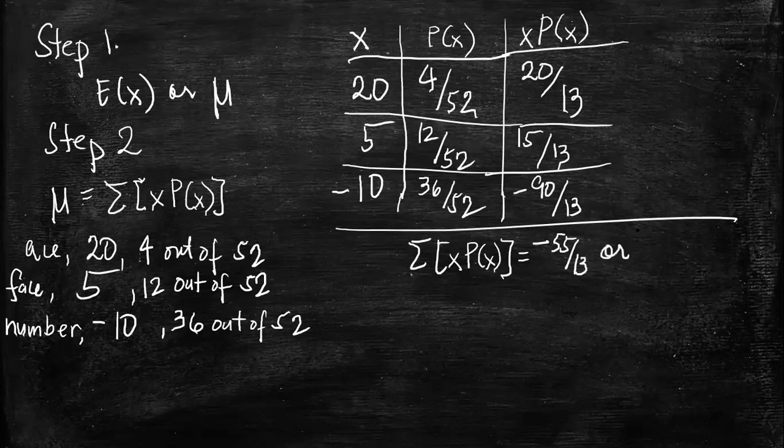Okay, ilan siya sa decimal? Negative 4.2308. Tama? Okay. So, ito siya. Ngayon, anong ibig sabihin nito, class?